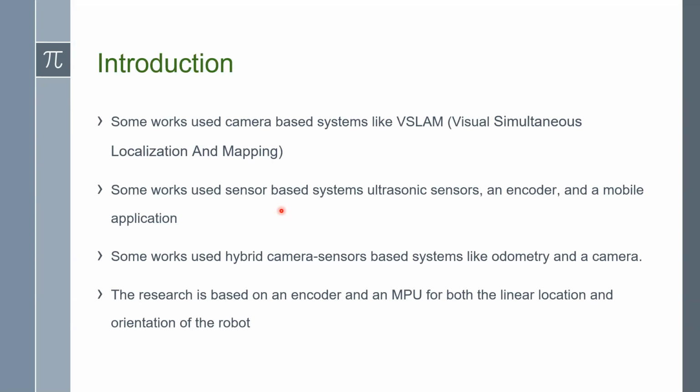For our research, we use only pretty simple sensors, which are the motor encoder and the MPU, which is a gyroscope and accelerometer, to determine at every moment where the robot is, the location of the robot, as well as the orientation of the robot.